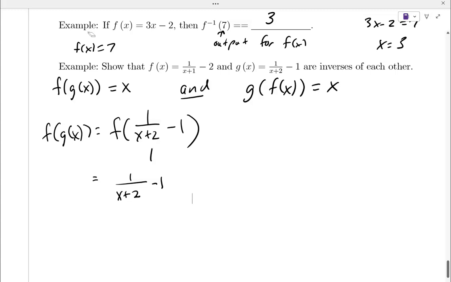Oops. Oh, I forgot plus 1. That was what my problem was. My x is getting replaced with 1 over x plus 2 minus 1, right? So I just put parentheses around it to emphasize that. We took out this little x here and replaced it with this whole big thing here.